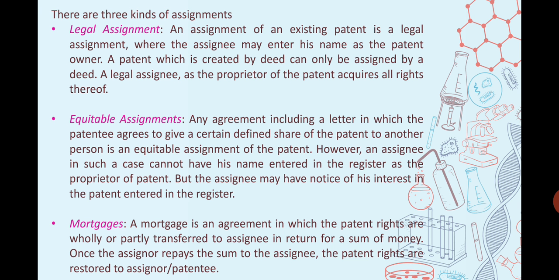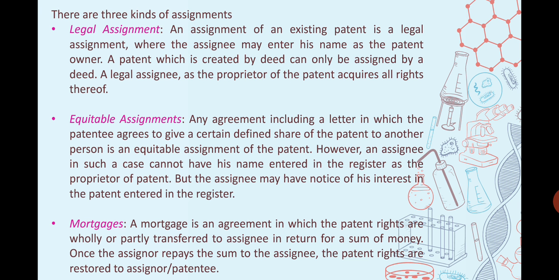So when I have taken a loan from somebody, I have to give some security to that money lender. In that case, if I give my patent as security, it will be considered to be a mortgage. Once I repay that amount of money to the money lender, the money lender will give me back my documents along with the patent and the mortgage document, wherein again the ownership will be transferred back to me. This is known as a mortgage assignment.